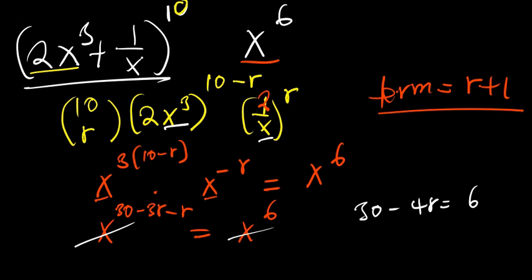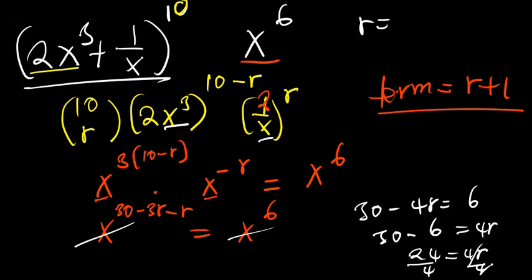So let's find first this one. I'll bring another example. So we have 30. I'll shift 6 to the other side. Minus this is equal to 4r. That becomes 24 is equal to 4r. So I'll divide this by 4. I'll divide this by 4. These will cancel. Therefore r is equal to 6.